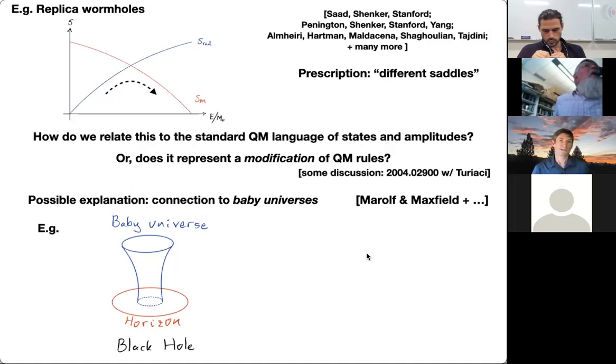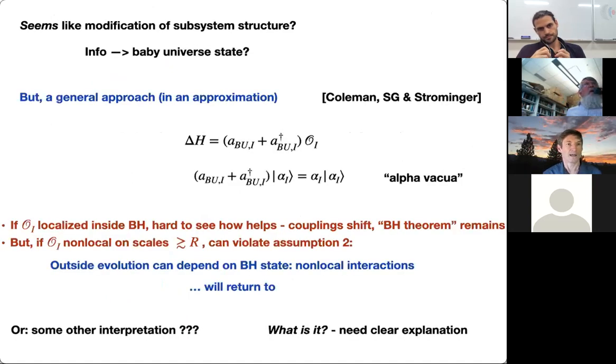If we do want to relate to states, amplitudes, etc., the best bet seems to be the possible connection with baby universe emission, which has been explored by Maloney and Witten, Maxfield, and various others. And a picture might be something like this, that we have a black hole and a piece of its interior branches off into a separate baby universe. Something like that could happen as part of the explanation here. That seems like that would be a modification of the subsystem structure. You have information going off into the baby universe state. But let's think about how to describe that.